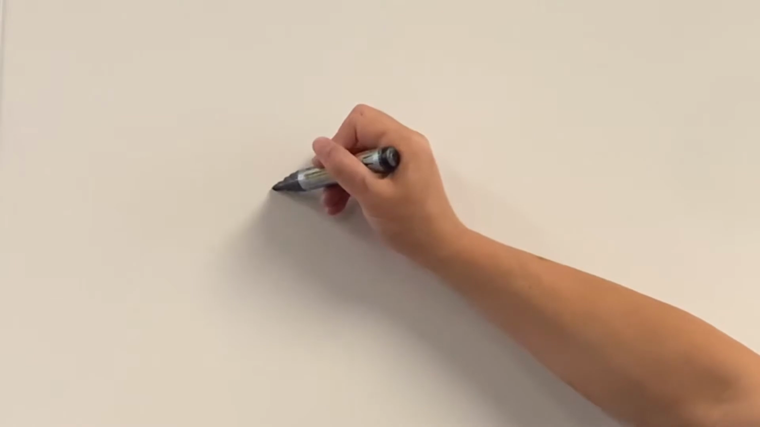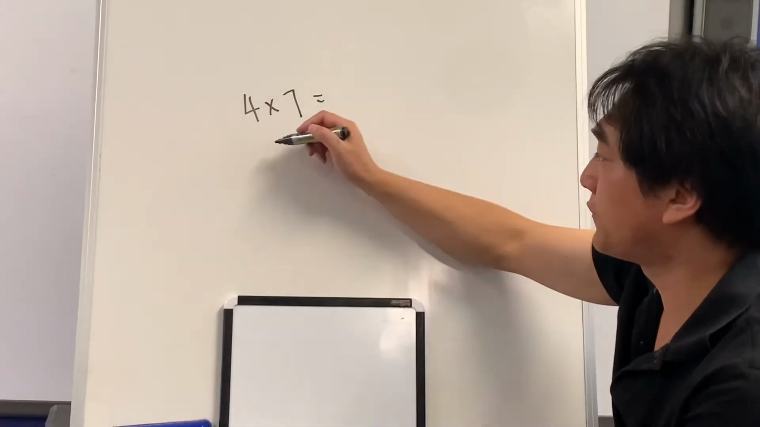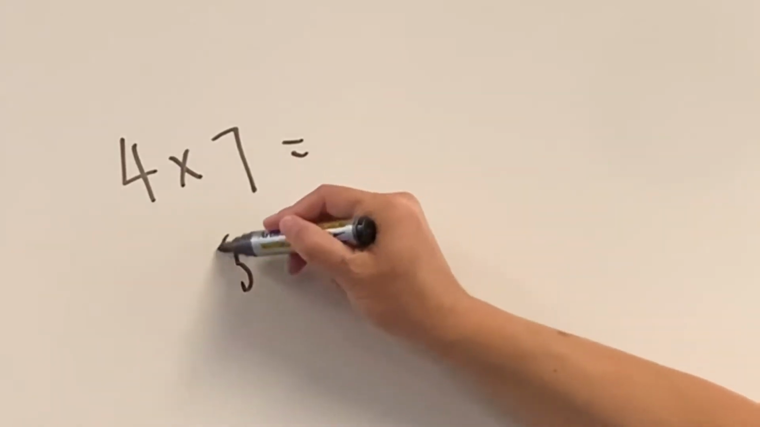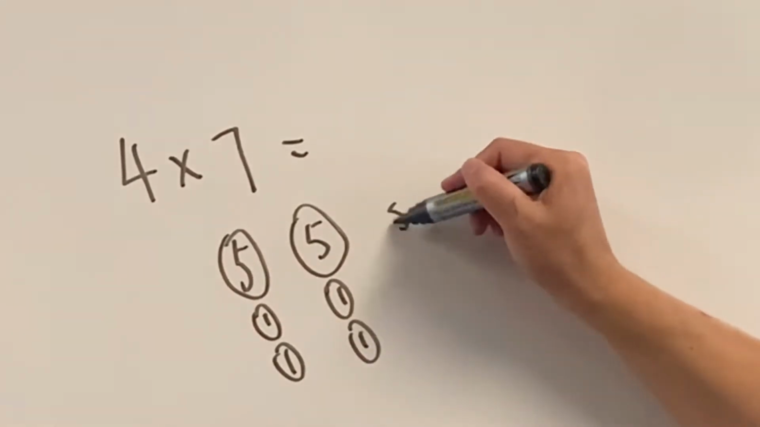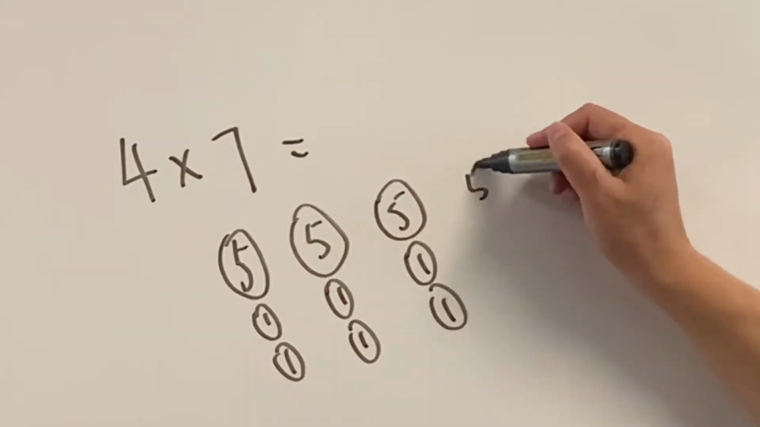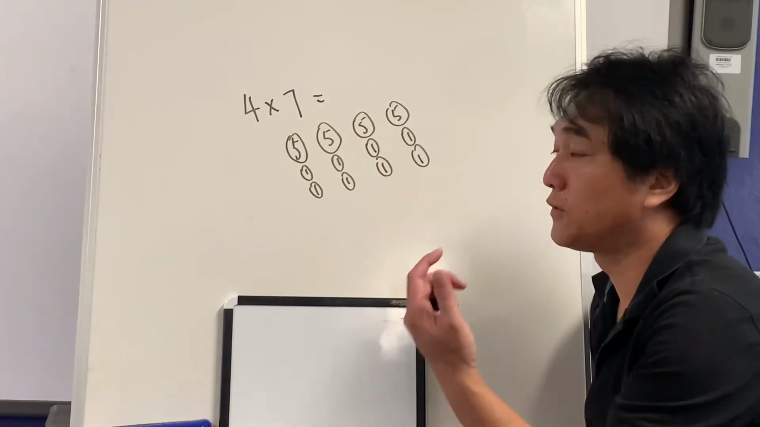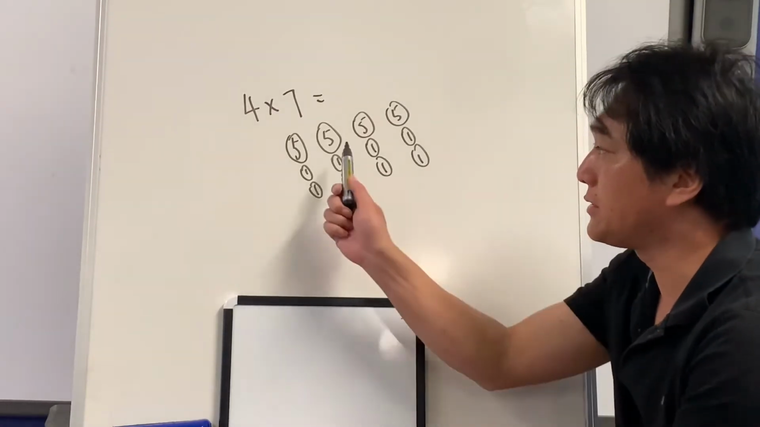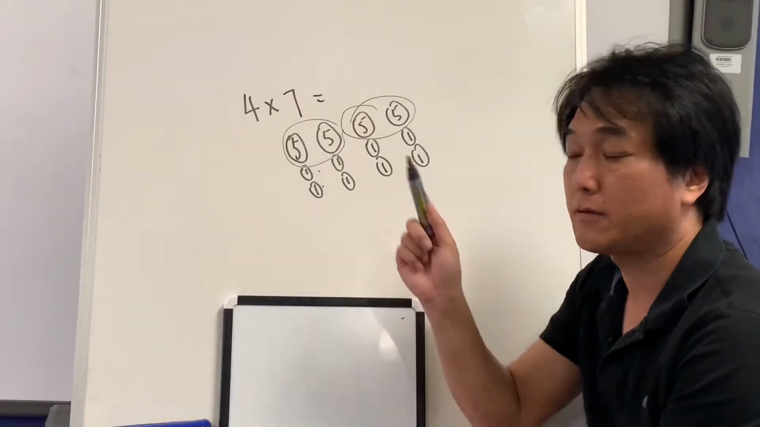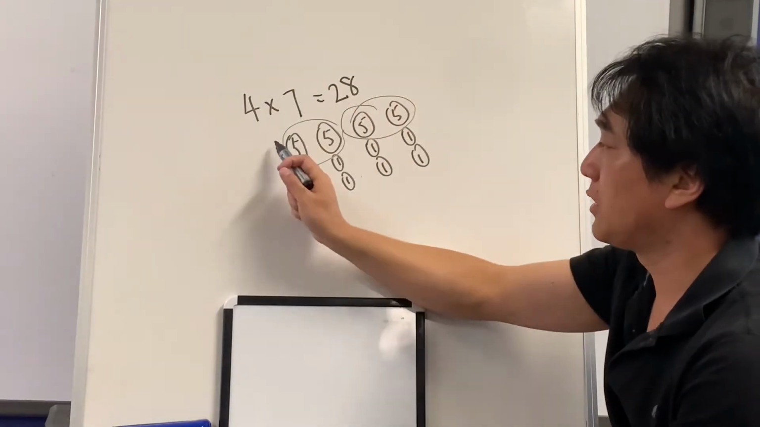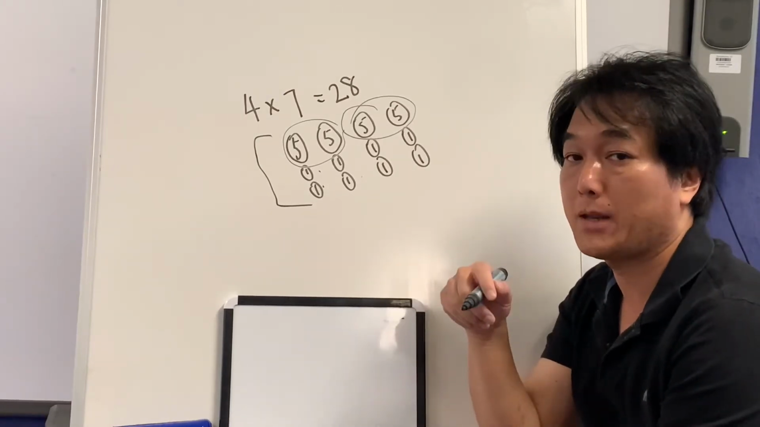If we say 4 lots of 7, that means I have 7, 7, 7, 7. I have 4 lots of these. Some of you may know 4 times 7 is 28 straight away, or you can clearly see 10, 20, 28. It is very important that you can do this so you actually understand what the multiplication means.